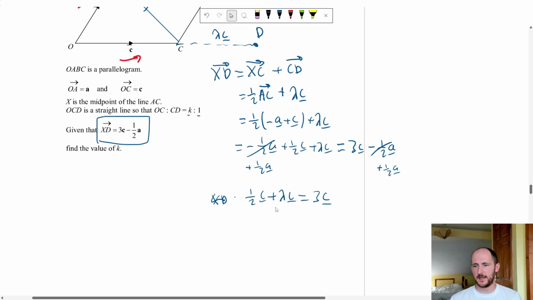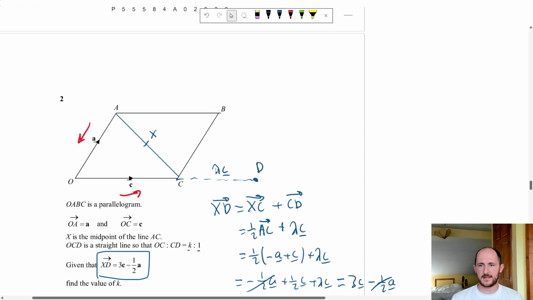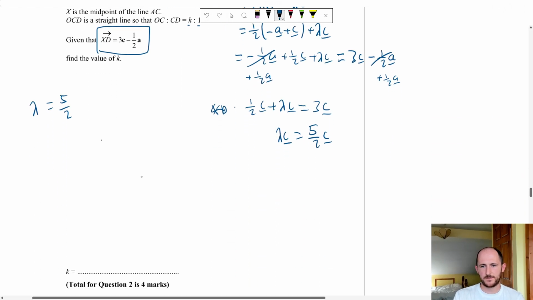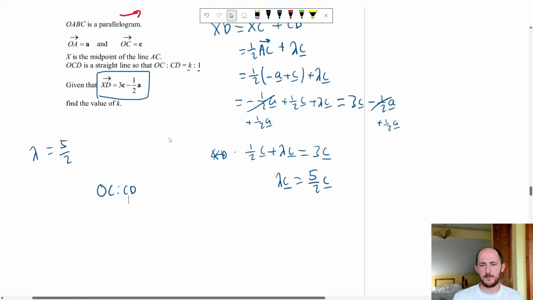So let's do that. If I minus a half from both sides, we get lambda c is equal to, again if you want to use a calculator, 3 minus a half is 2.5, so that's 5 over 2c. So in other words, lambda equals 5 over 2. So if I were to write this here, instead of lambda we have 5 over 2. So if I wanted the ratio of OC to CD, well, CD is 5 over 2 times bigger, so it's 1 to 5 over 2.